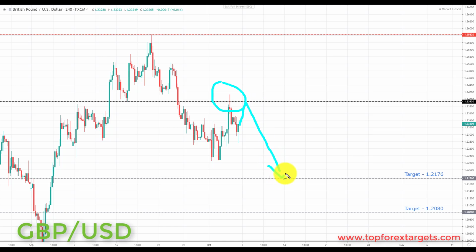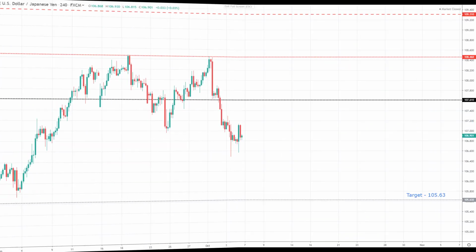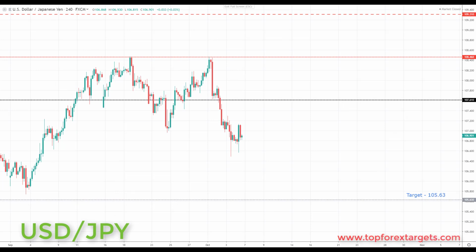And we're going to be looking at initiating shorts down towards the next key of support to the downside and the target set, the 1.2176. And if we can get a breakthrough here, we're going to be looking down towards the next key of support to the downside and target 2, the 1.2080. So next market we're going to look at is US dollar Japanese yen.